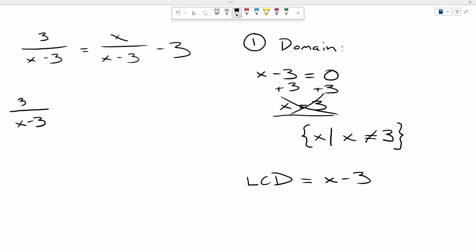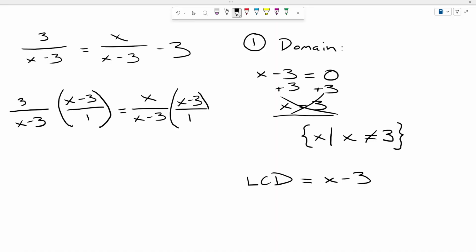So our LCD is x minus 3. And then we have that equal to, and let's clear some of this out. Okay. And then minus, again, you have to take the LCD times everything.